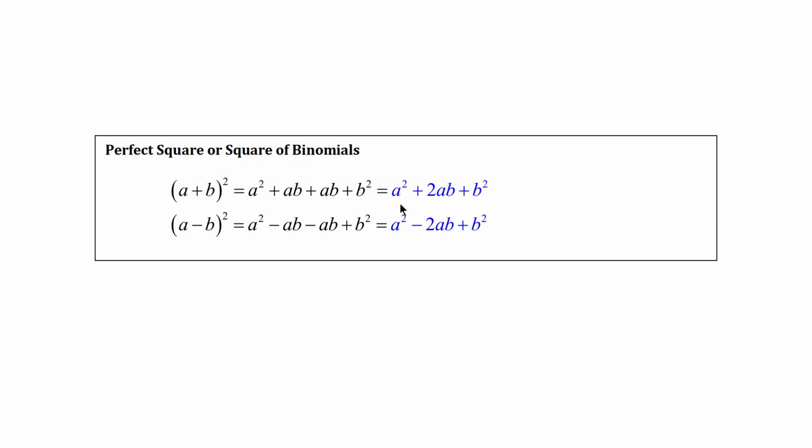You could see here for the second formula, it works the same way. Square the first term, you get a squared. Square the last term, you get b squared. Multiply the two terms together, we get negative ab, and then double it. So let me go ahead and show you guys how we apply this in the next example.